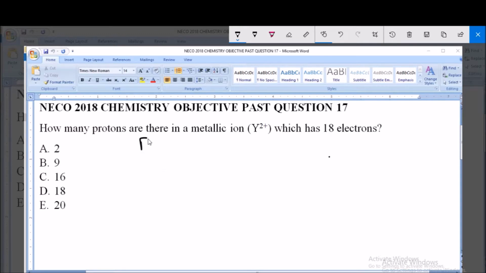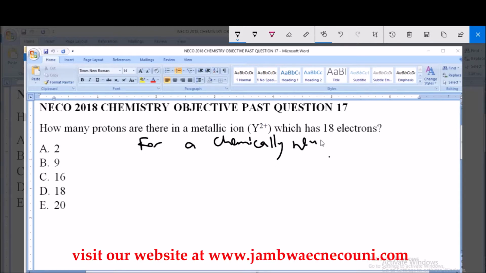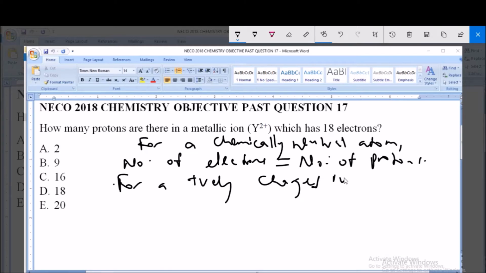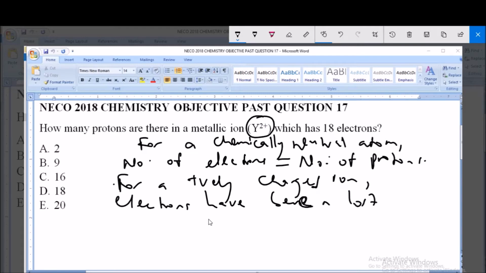So in order to solve this question, you say for a chemically neutral atom, the number of electrons will be equal to the number of protons. However, for a positively charged ion, electrons have been lost. So for a positively charged metallic ion like this one, Y2 plus, some electrons have actually been lost.